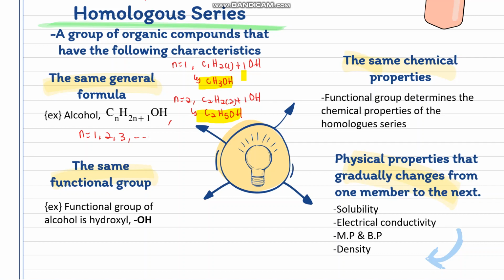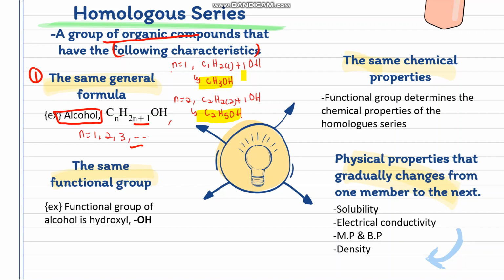In this video, I will explain to you the homologous series. So basically, a homologous series is a group of organic compounds that have the following characteristics. The first one is that they have the same general formula. For example, for alcohol, the general formula will be CnH2n+1OH, whereby n starts from 1, 2, 3, and so on.